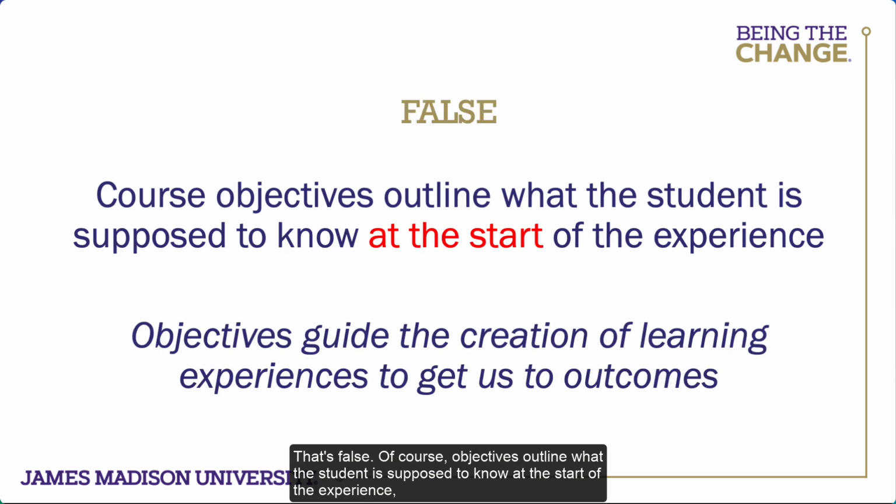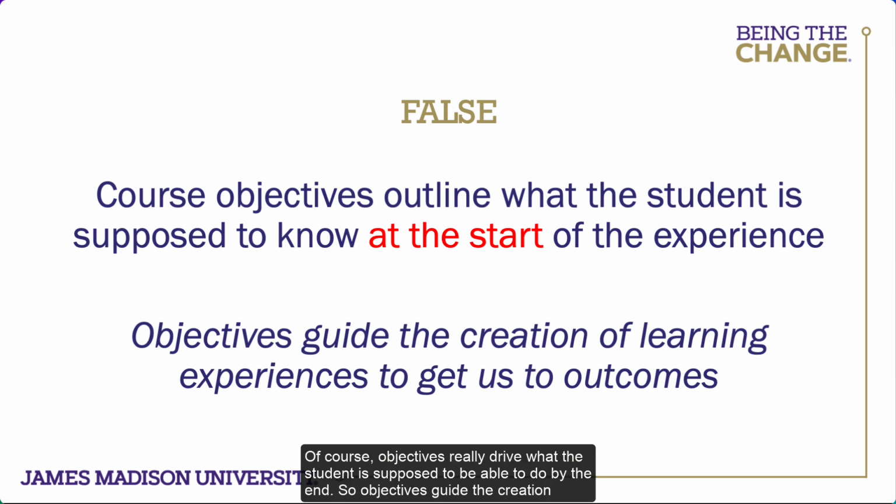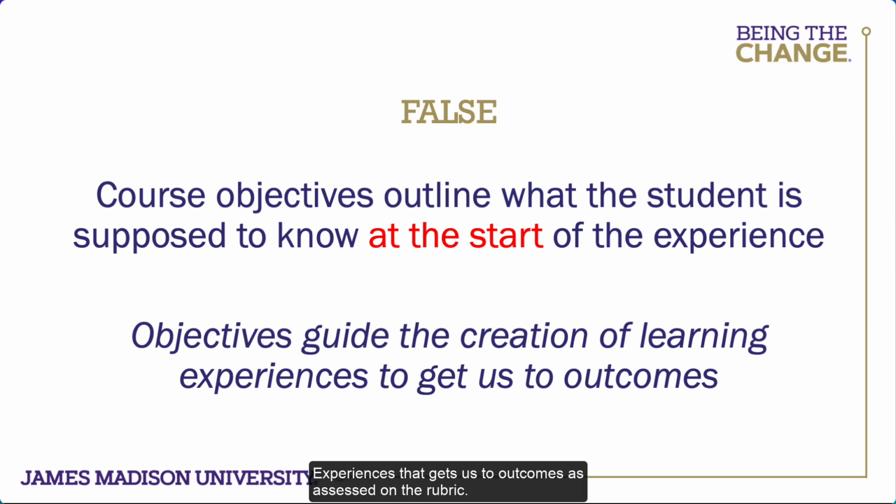That's false. Course objectives outline what the student is supposed to know at the start of the experience, which is not true, that's a false statement. Really, the problem here is at the start. Course objectives really drive what the student is supposed to be able to do by the end. So objectives guide the creation of experiences that get us to outcomes as assessed on the rubric.